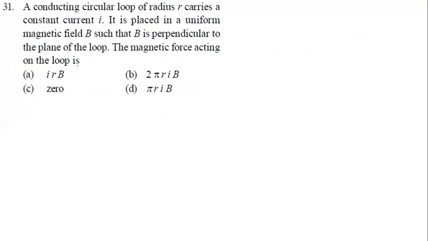Now look at question number 31. It says a conducting circular loop of radius R carrying a current I is placed in a uniform magnetic field B such that B is perpendicular to the plane of the loop. If I take a loop like this, in the plane, I'm going to have a magnetic field perpendicular to it, like this. The question is the magnetic force on the loop.